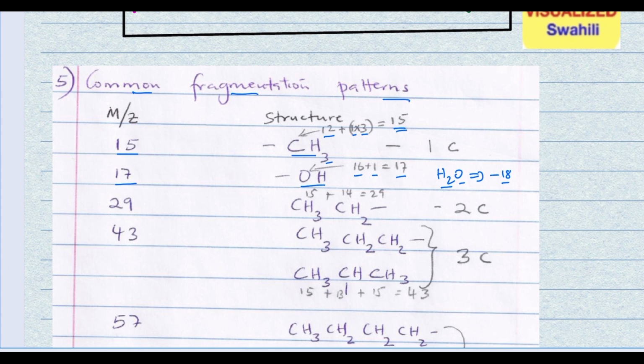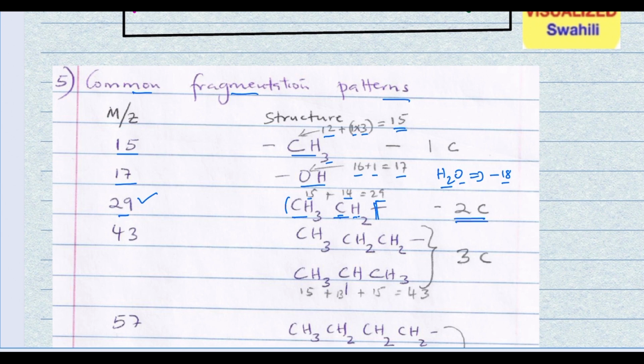Another important peak is 29. 29 basically means that you have a CH3 and a CH2 group. So when that breaks off, you end up with 29. So CH3 is 15 plus CH2. Remember, carbon is 12 plus 2 hydrogens. That makes 14. So the total becomes 29. So it means 2 carbons.